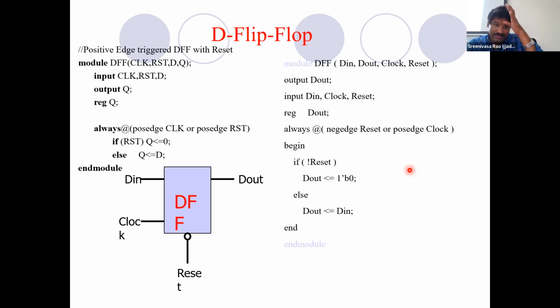Here, see, positive edge triggered flip-flop with reset. Positive edge triggered, same thing. Everything, clock, reset, D, Q, are all included. Positive edge of the clock or positive edge of the reset. I am talking now about positive RST, positive edge of the reset. If reset is 1, Q is equal to 0. Am I right? Else Q is equal to D.